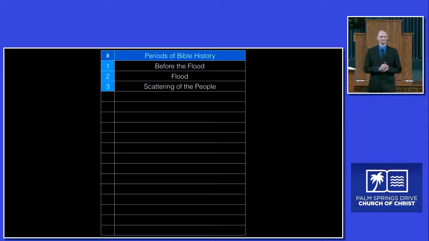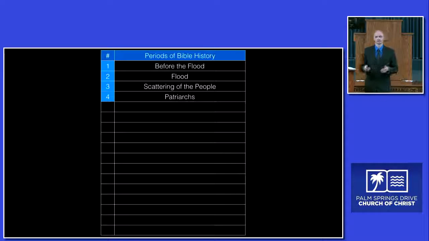Scattering of the people. Somebody sum that one up. Tower of Babel. Any other details you want to add there? God's view of arrogant people. All right, patriarchs. Abraham, Isaac, and Jacob. Think of three men and three promises. Abraham, Isaac, and Jacob. And what three promises? Land, nation, and Savior or seed.